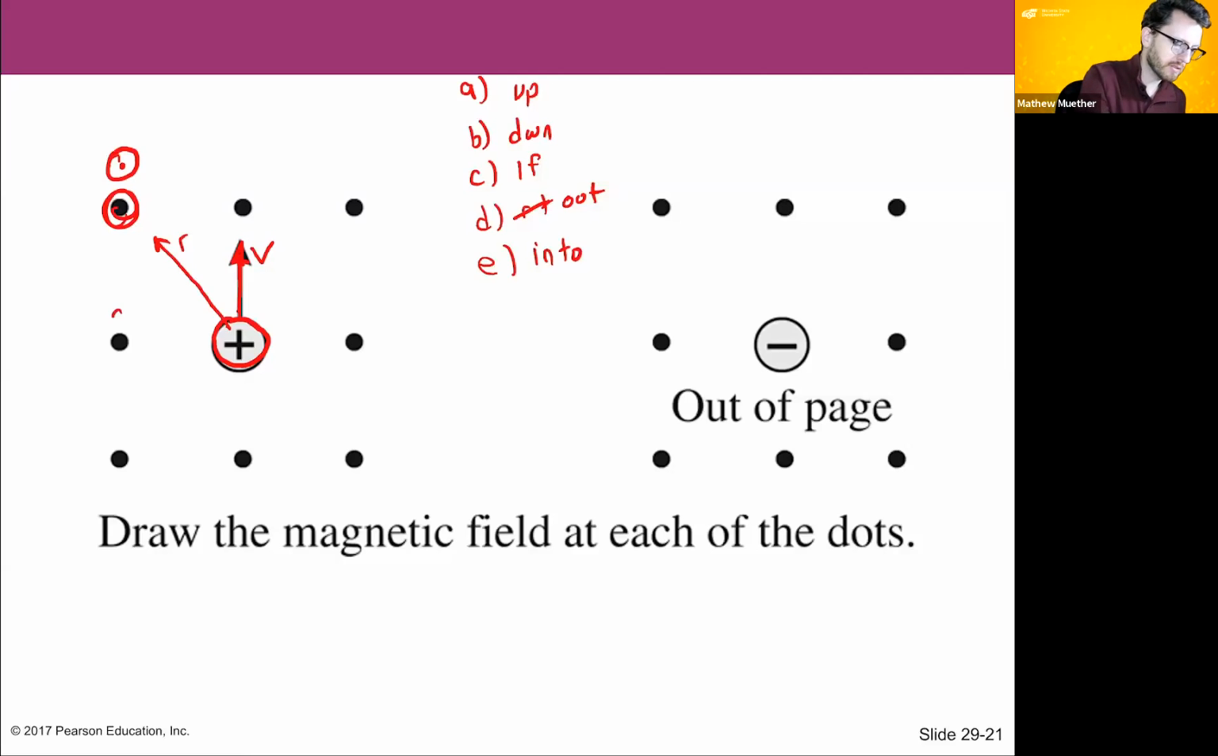Any of the points on this side are going to have the B field coming out of the screen. You can try the right-hand rule with all of those and get the B field coming out of the screen. What about at this point? Maybe just type it into the chat. What direction does the B field point for this one? What do we think? What direction does the B field point?